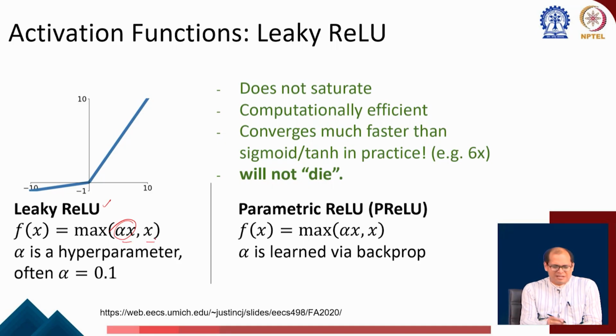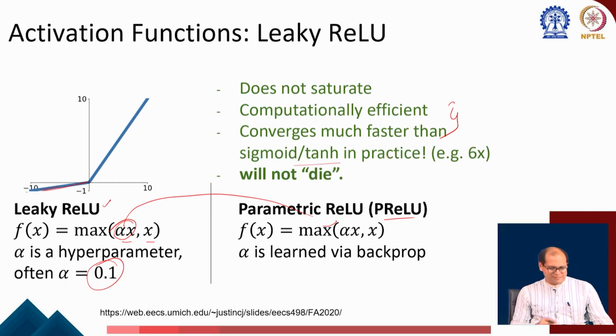Whenever x is negative, if alpha is less than 1, alpha x will be higher than x. So, in the negative direction, you will take alpha x. If you take alpha equal to 0.1, it will have a very small value in the negative direction, but it will not be 0. And you can even make it parametric by saying this alpha we will learn through backpropagation. That becomes parametric ReLU. It's computationally efficient and converges much faster than ReLU, sigmoid and tanh, and it does not die. So, this is the leaky ReLU variant.